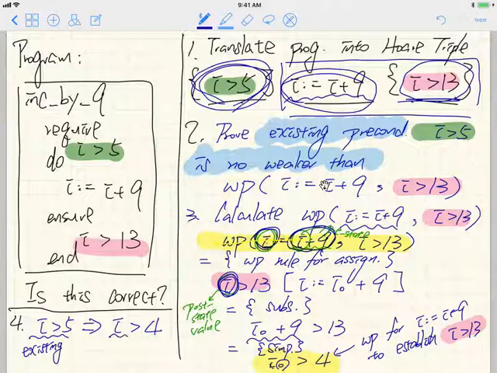And this is the WP that we just calculated from step number 3. Okay, now, can you say this is true? In this case, I larger than 5 implies I larger than 4. It's true, right? Good. Yeah, this one is obvious, so you don't have to do any further proof to show me.